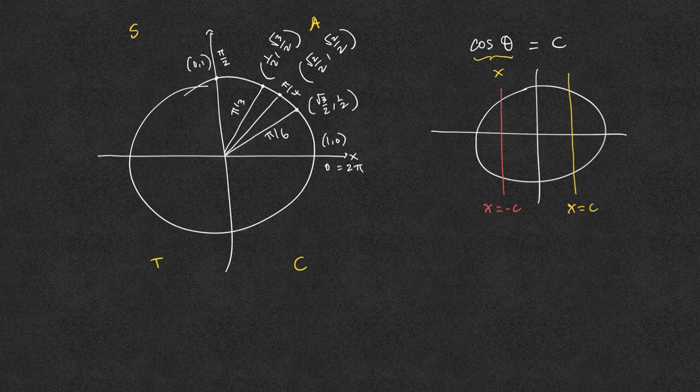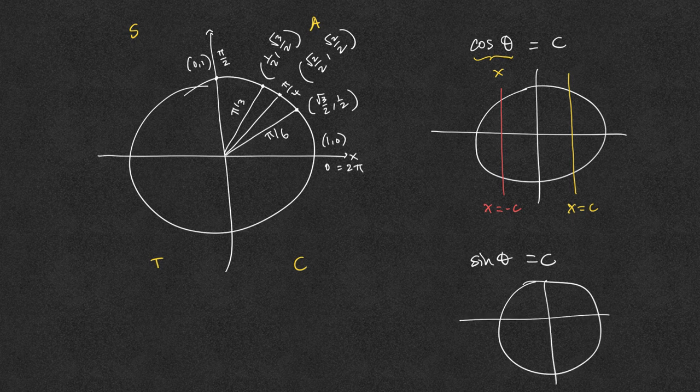If we solve an equation where we simplify to sine of theta equals c, then we draw horizontal lines instead. If c is positive, we draw a horizontal line parallel to the x-axis in the first and the second quadrant. This line is y equals c. If c is negative, we draw the parallel line to the x-axis in the third and the fourth quadrant. This is y equals negative c.